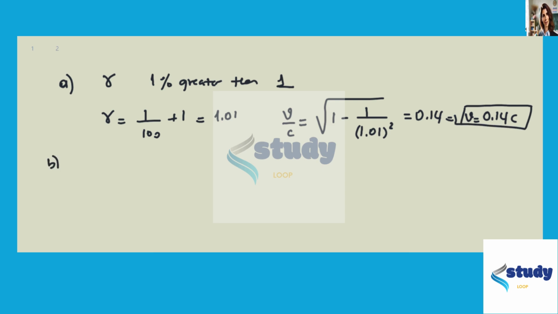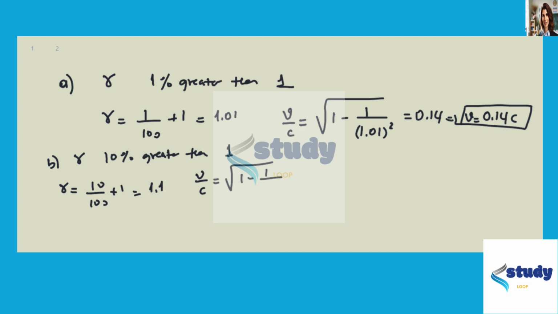Now, if you do similar algebra in part B using the same exact equation, but this time the value of gamma is different. It's 10% greater than 1, which means our gamma is going to be 10 over 100 plus 1, right? So that gives us 1.1. Again, v over c then is the square root of 1 minus 1 divided by 1.1 squared. So when you do the algebra, what you find is 0.417, which means the velocity is 0.417 times the speed of light.